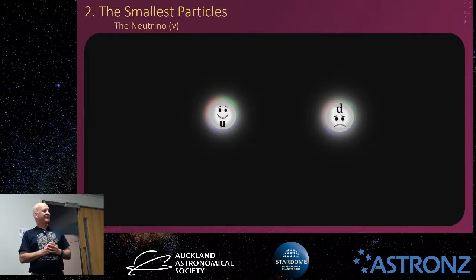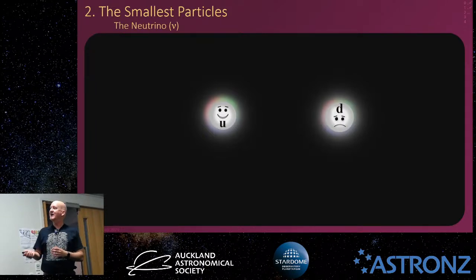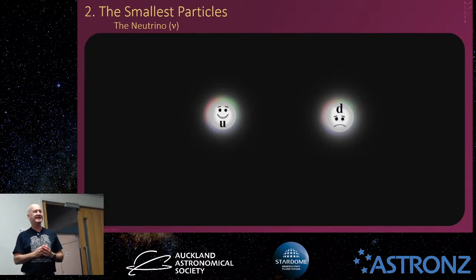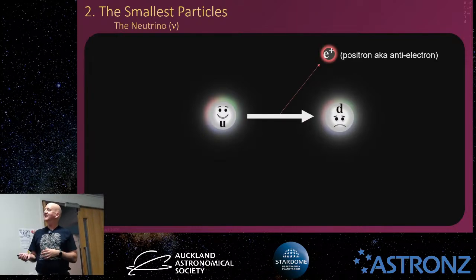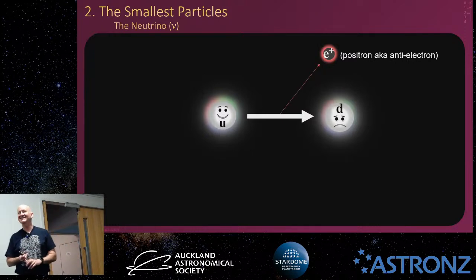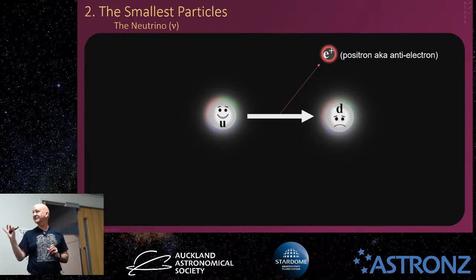So I just want to have a look at one more particle before we head out into space. So we've seen our up quark and our down quark, and it is actually possible for an up quark to transmute into a down quark. What happens is that the up quark can emit something called a positron. Now you might have heard of a positron before, maybe on Star Trek or something like that. It's just the antimatter version of the electron. And so it's identical to an electron except it's got a positive electric charge.